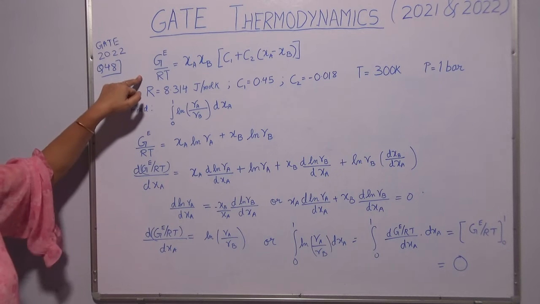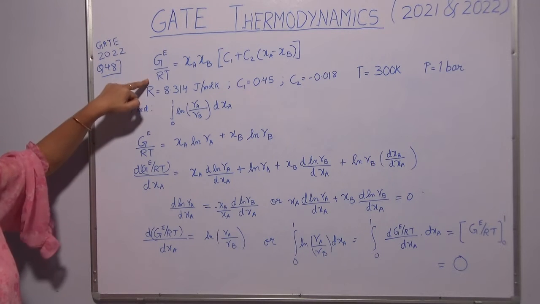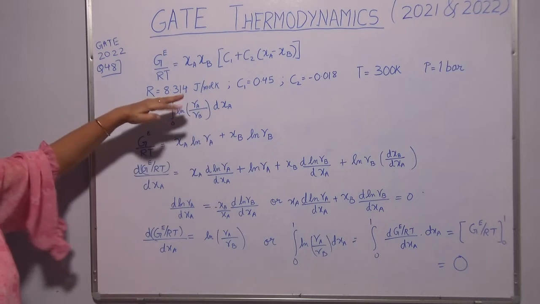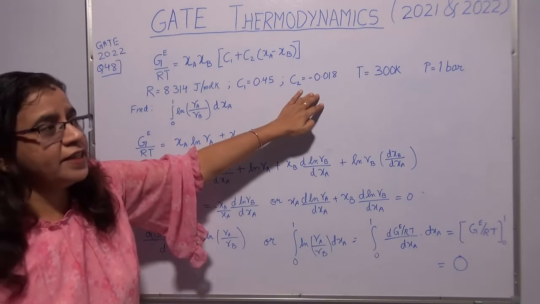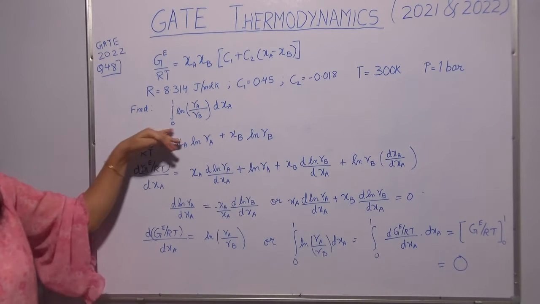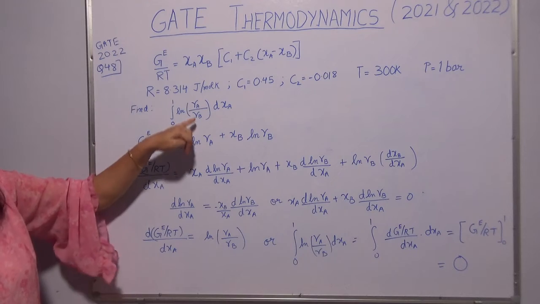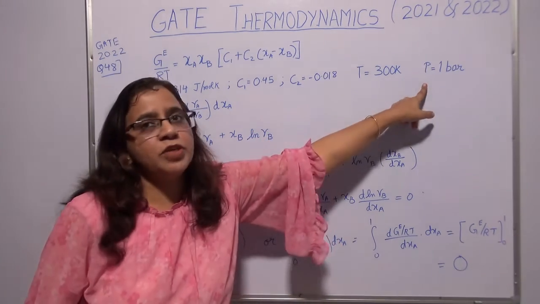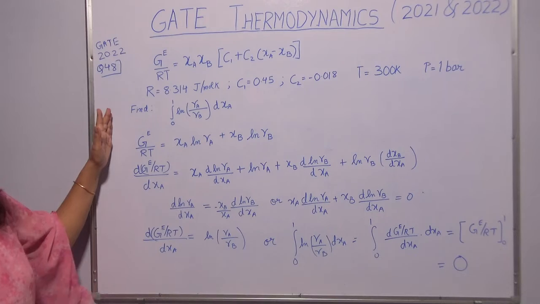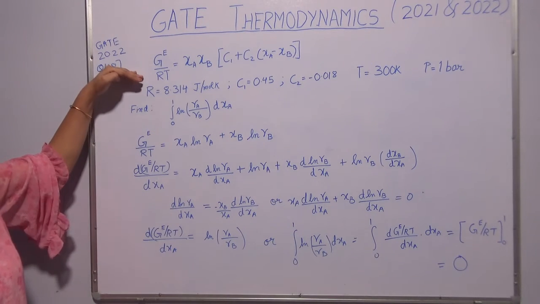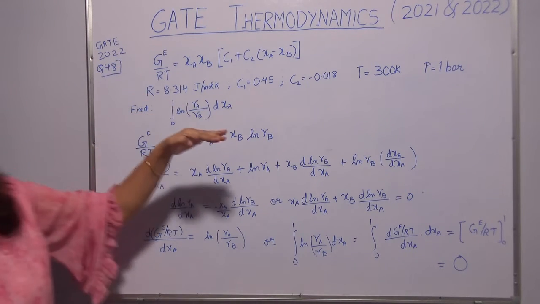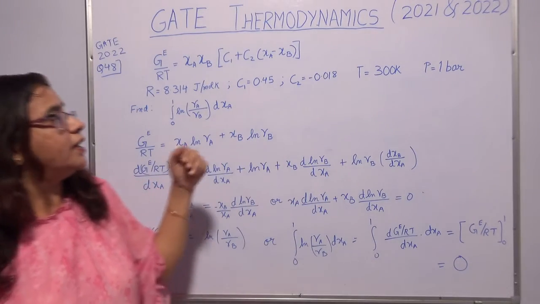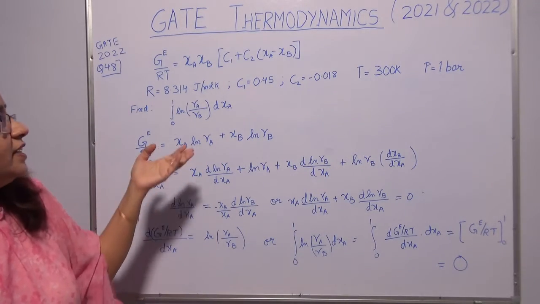Okay, so GE by RT is given as a function of XA and XB, and the values of C1 and C2 are given, and they have asked you to evaluate the integral 0 to 1 of ln(gamma A by gamma B) dXA at temperature 300 Kelvin and pressure of 1 bar. Whenever you see such an equation, you feel that you have to evaluate something, but that might be a trick by the examiner.